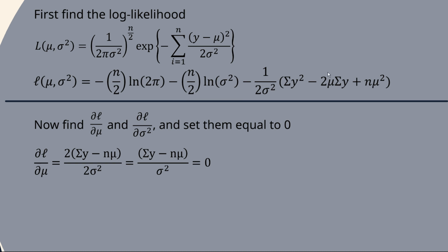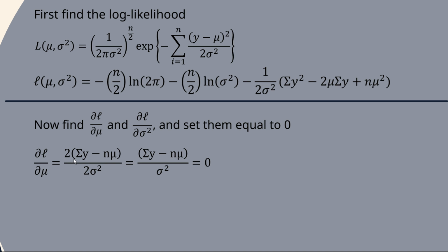Differentiating this equation with respect to mu, well, we could ignore the first two terms here because they are completely mu-less. And in reality, there's actually only two mu terms here. So we'll get 2 times the sum of y minus n times mu all over 2 times sigma squared.